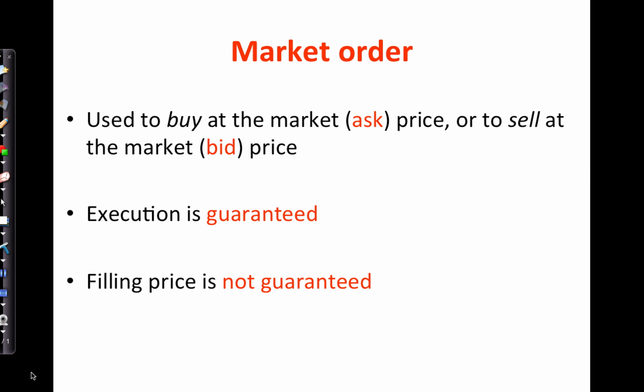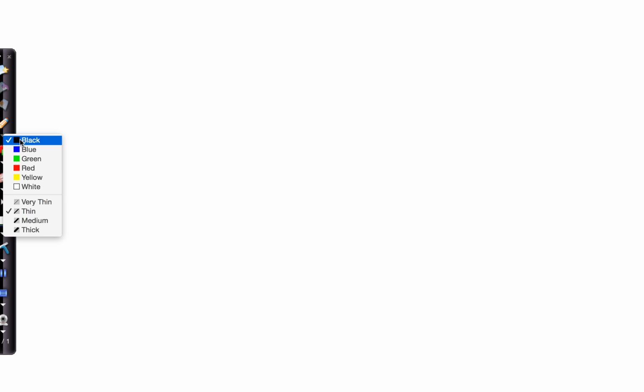So when we are using a market order, we are basically buying at the ask price or selling at the bid price. So let's see with an example. So remember that every time you want to buy or sell, there are these two prices called bid and ask.